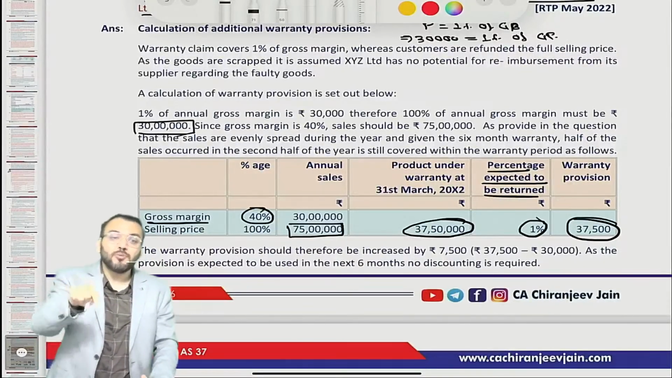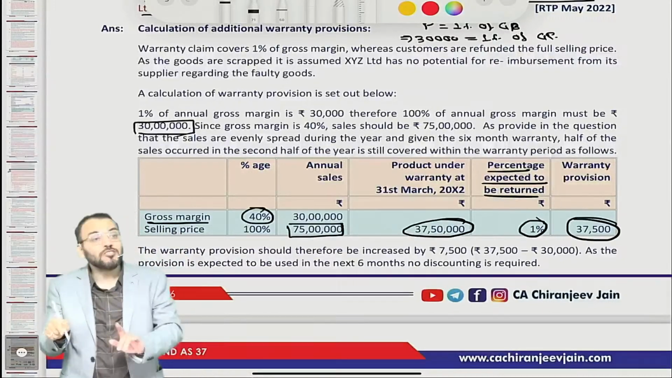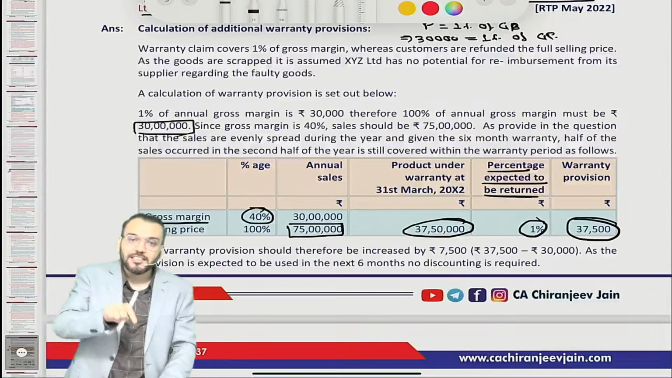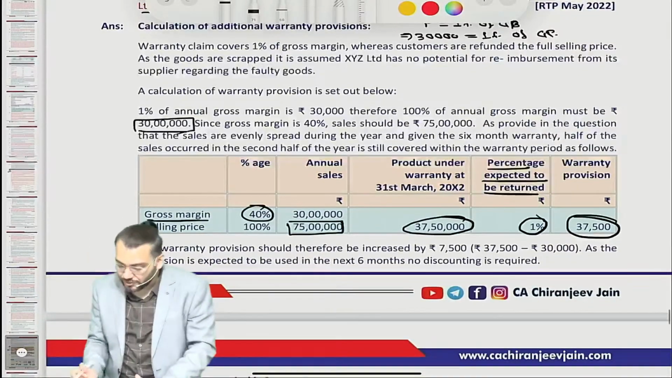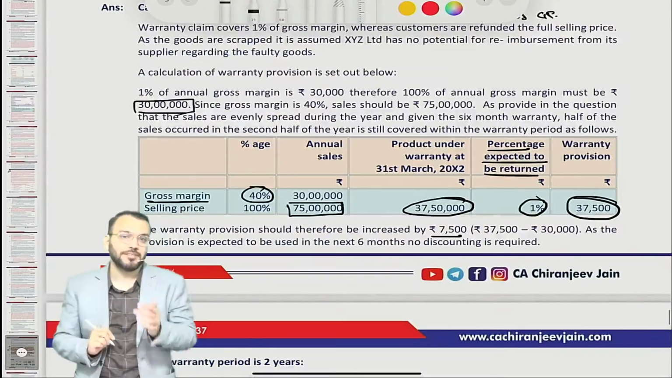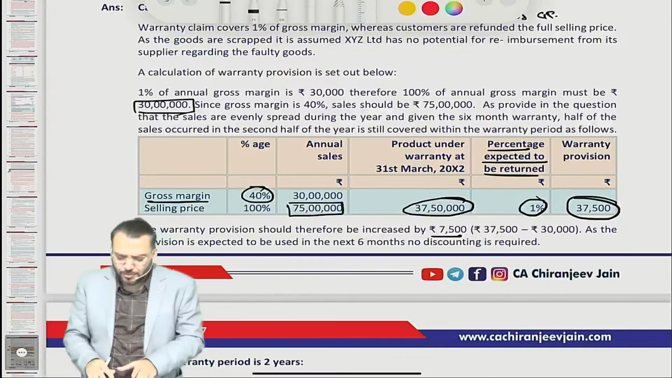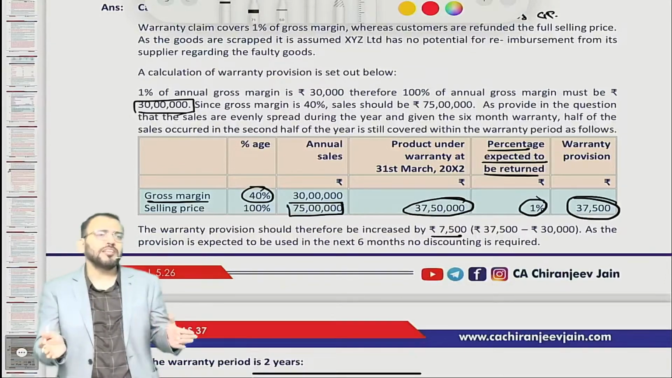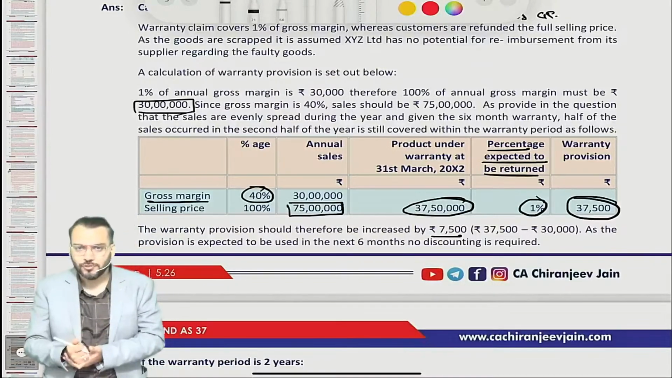Means you should create a provision amount equal to what? 37,500. How much already created? 30,000. So how much additional required? 7,500. Understood? 7,500. You understood this? Correct. And can you see, because it is 6 months, time value of money does not matter here, so discounting is not required. You can give this also as a note.